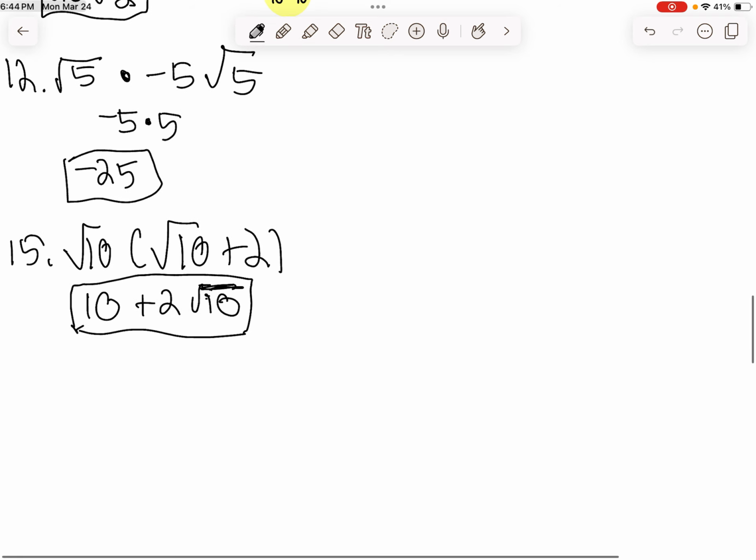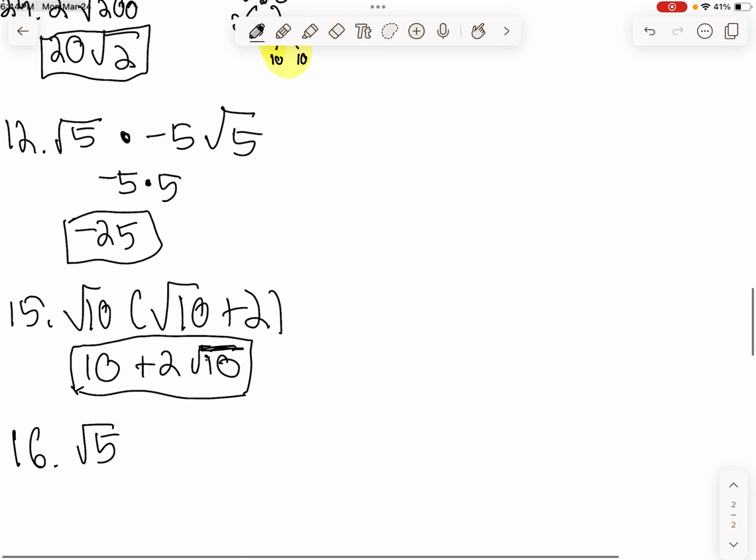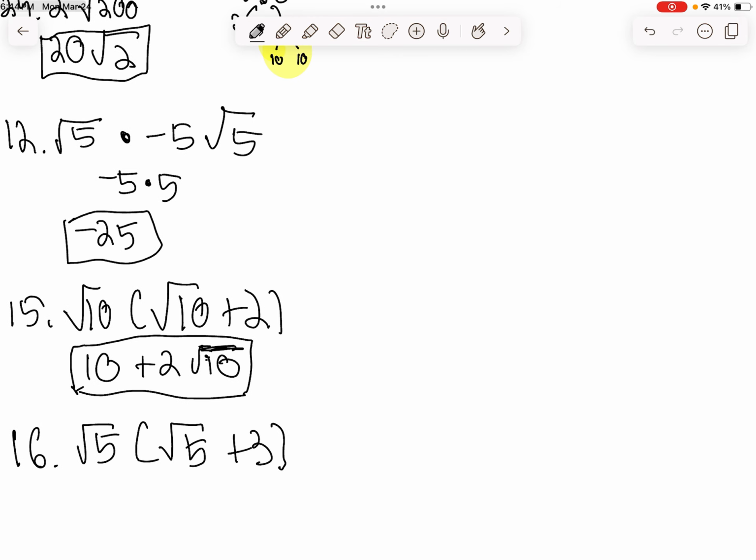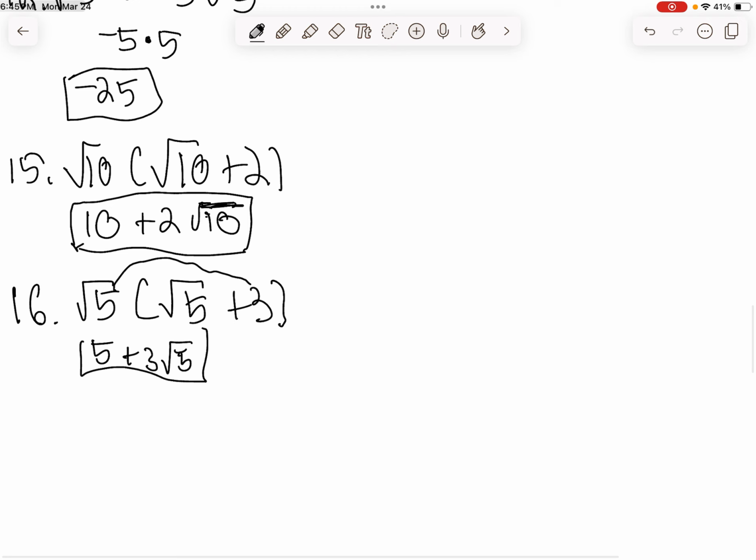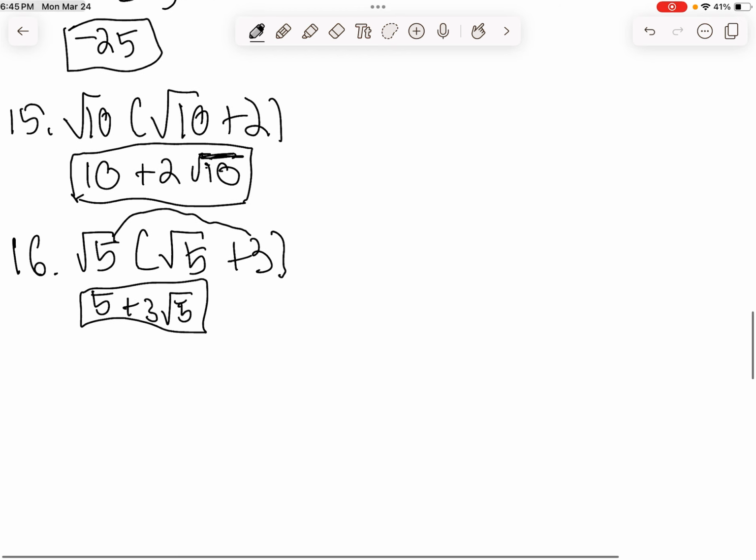Anyway, 16: square root of 5 times the square root of 5 plus 3. Do the same thing. Multiply these square roots and you'll get 5. Multiply the square root by this number and you'll get plus 3 times the square root of 5. There's no simplification we can do there, so just leave it as is. Sounds good to me.